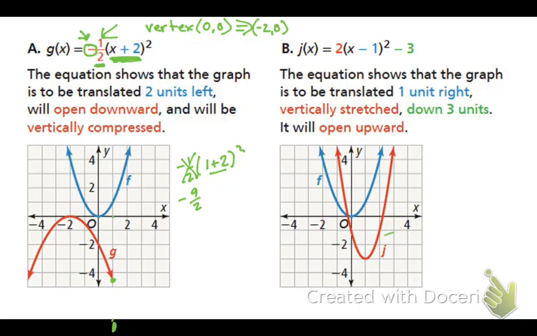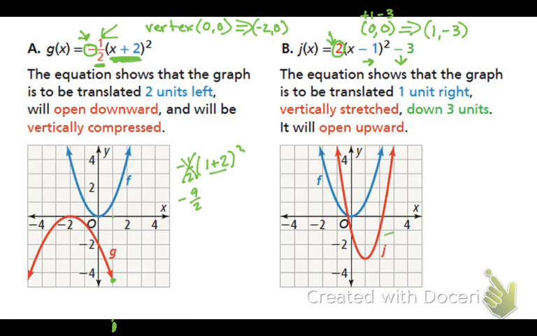So what's happening on the next one? Blue again is the parent function. Where's 0, 0 going? It goes down 3 and right 1. So add 1, subtract 3. So it goes to 1, -3. Is that what happened? Okay. It's opening up because it's positive. But what happened to my rate of change now? It increased by 2. So for every one it goes over 1, it goes up what? 2. So it's going to get skinnier.